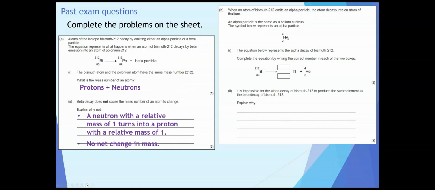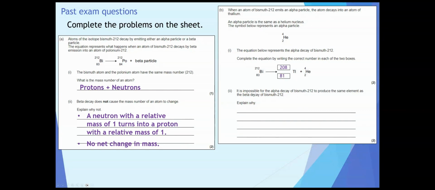So here it gives you the symbol for alpha, which is quite nice, and it asks us to complete. So this is the same as before. So we've got 208 plus 4 gives us 212, and then we've got 81 plus 2 gives us 83.